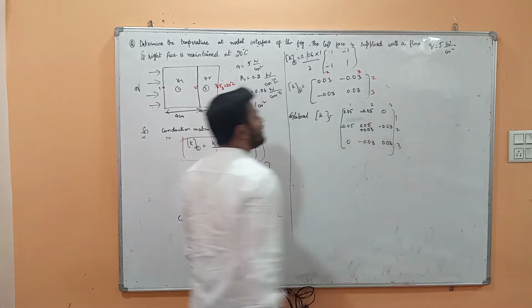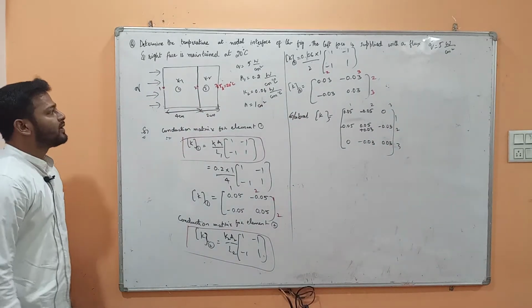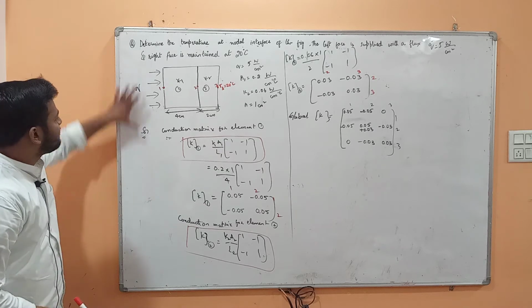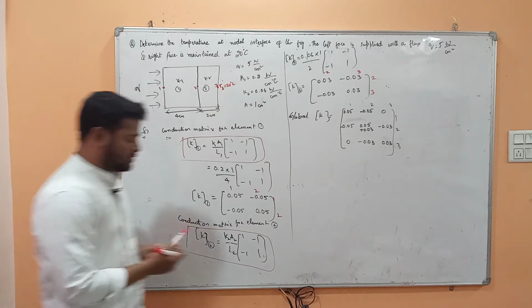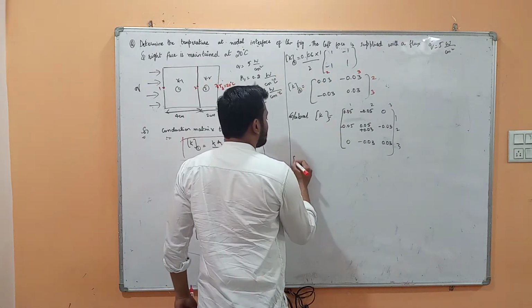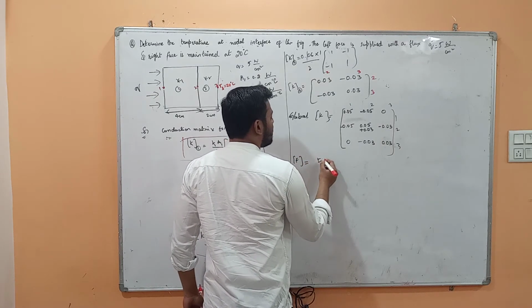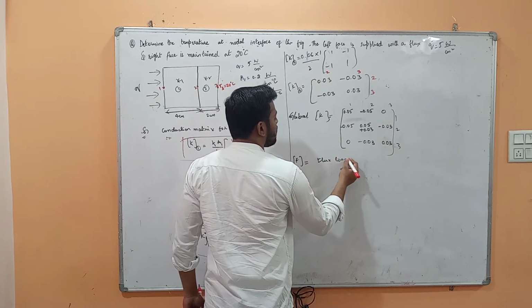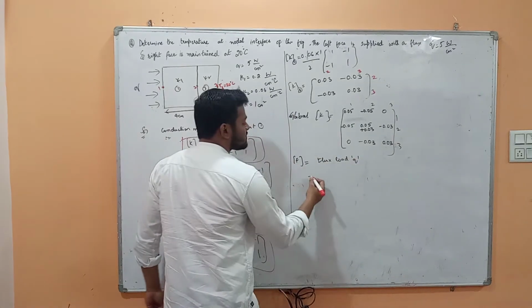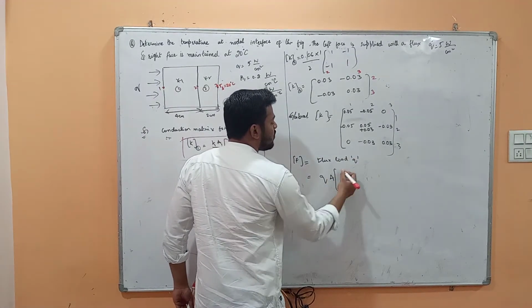So this is the global K matrix. Next, how many types of forces are given in the question? There is only flux load Q given in the question. So for force, only flux load is given. So see the list of formulas. For flux load we have this formula, QA by 1.